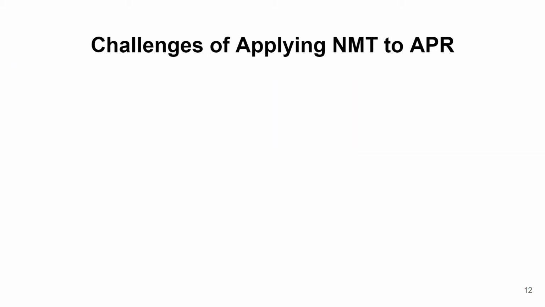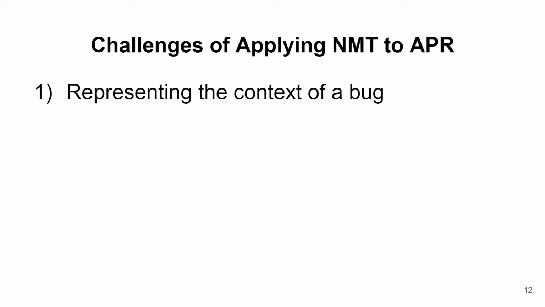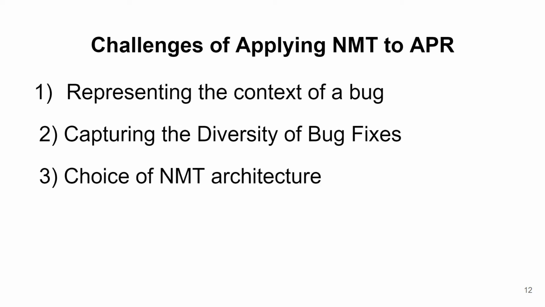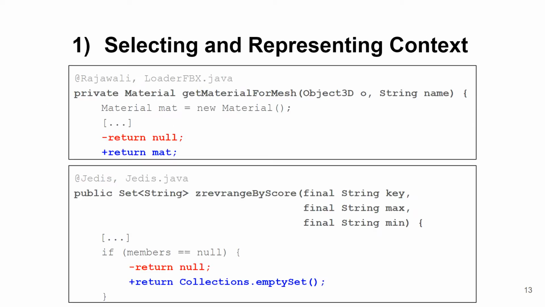While neural machine translation presents several advantages, there are also many challenges applying it to automatically fix bugs. In this talk, I'm going to talk about 3 of them. First, we'll see how we select and represent the context of a bug. Second, we will explain how CoCoNuT can capture the diversity of bug fixes. And finally, we'll discuss the choice of neural machine translation architecture.